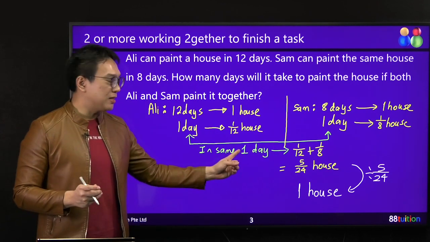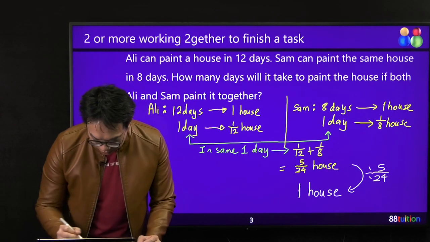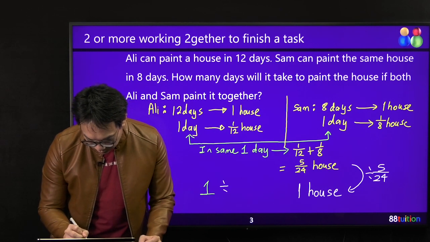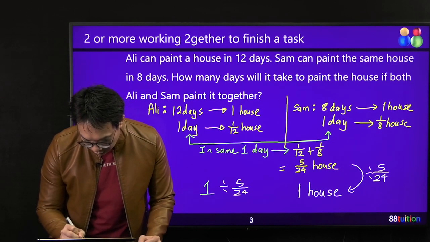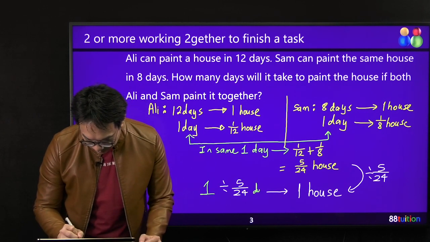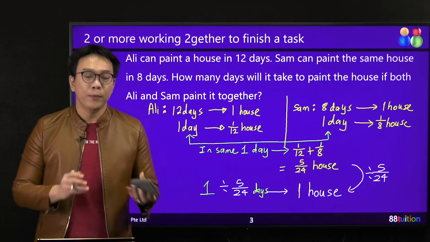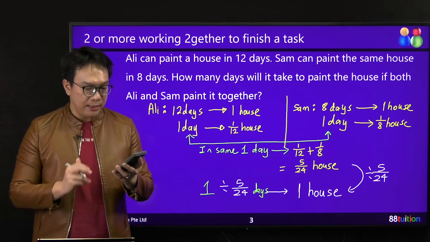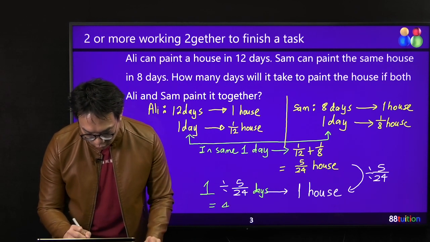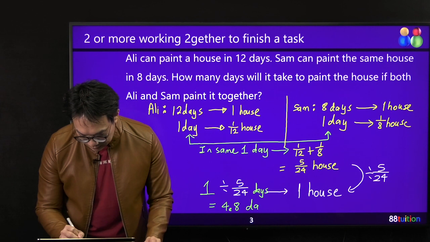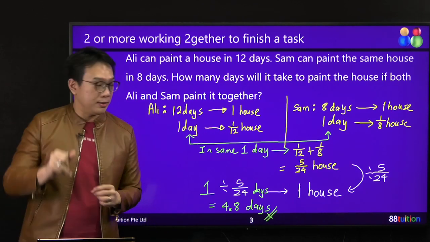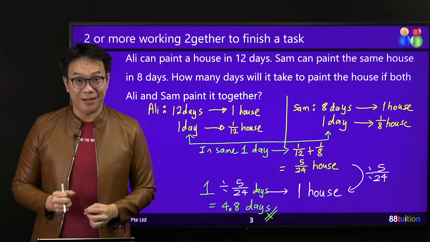What must you do down here? Down here is 1 day, right? Yes. You must also take your 1 and divide by 5/24. That will give you the number of days. So you press your calculator. What is 1 divided by 5/24? It's actually 24/5, which is 4.8 days. So if they combine power, they will complete the painting of the house in 4.8 days. Can you see that?